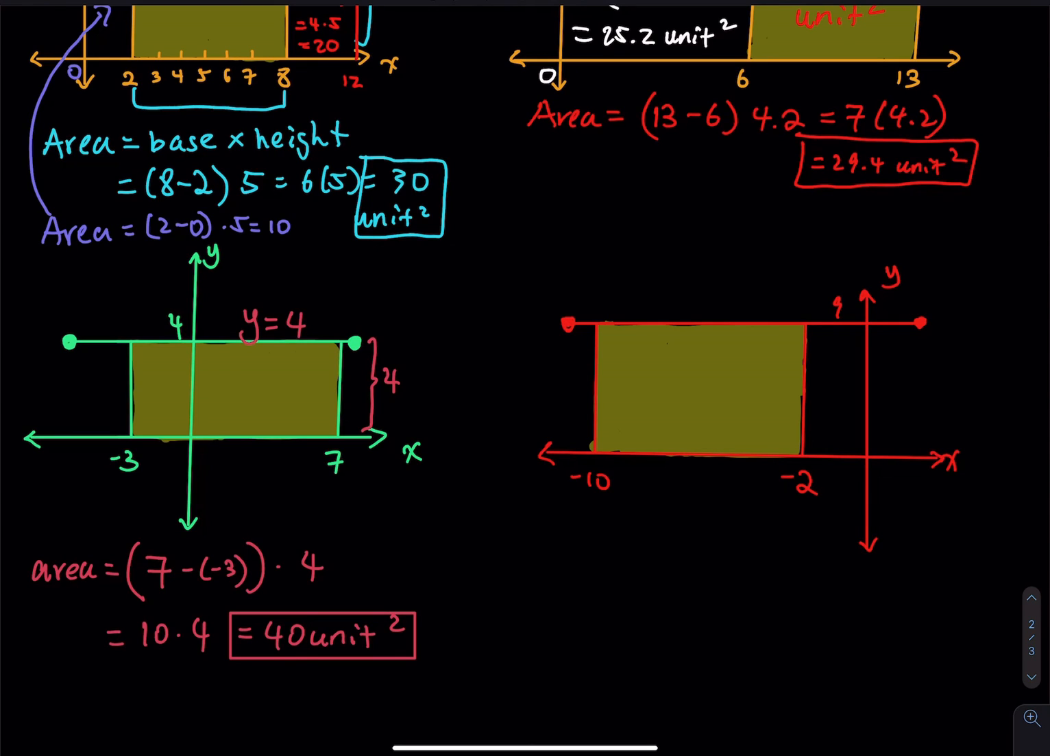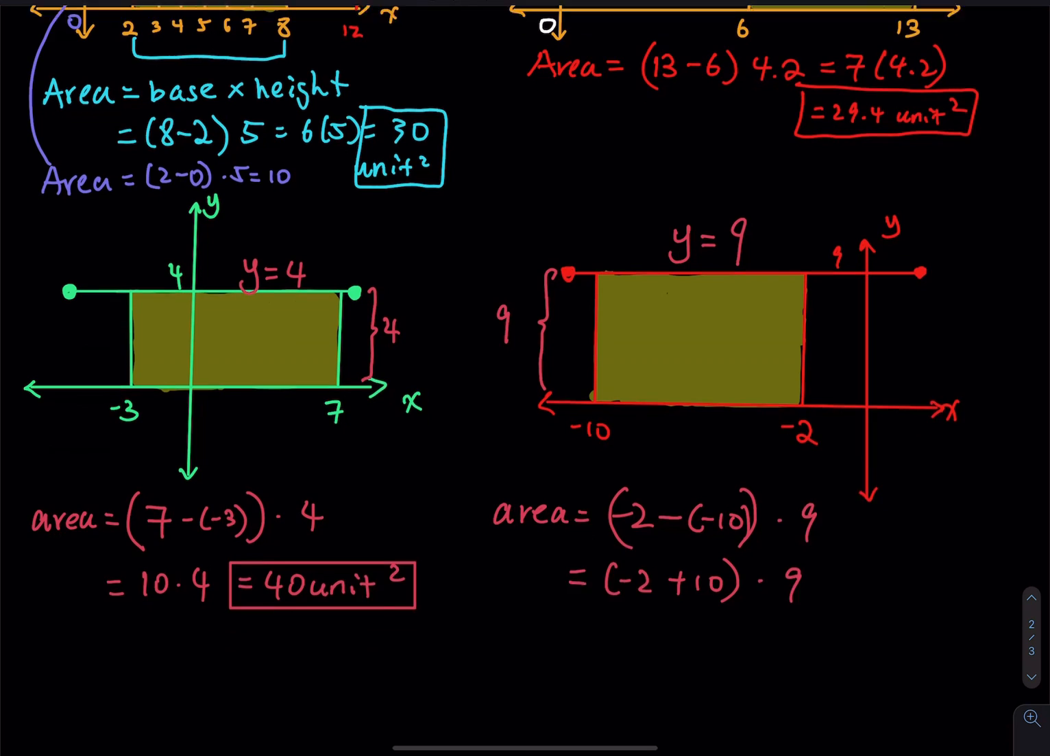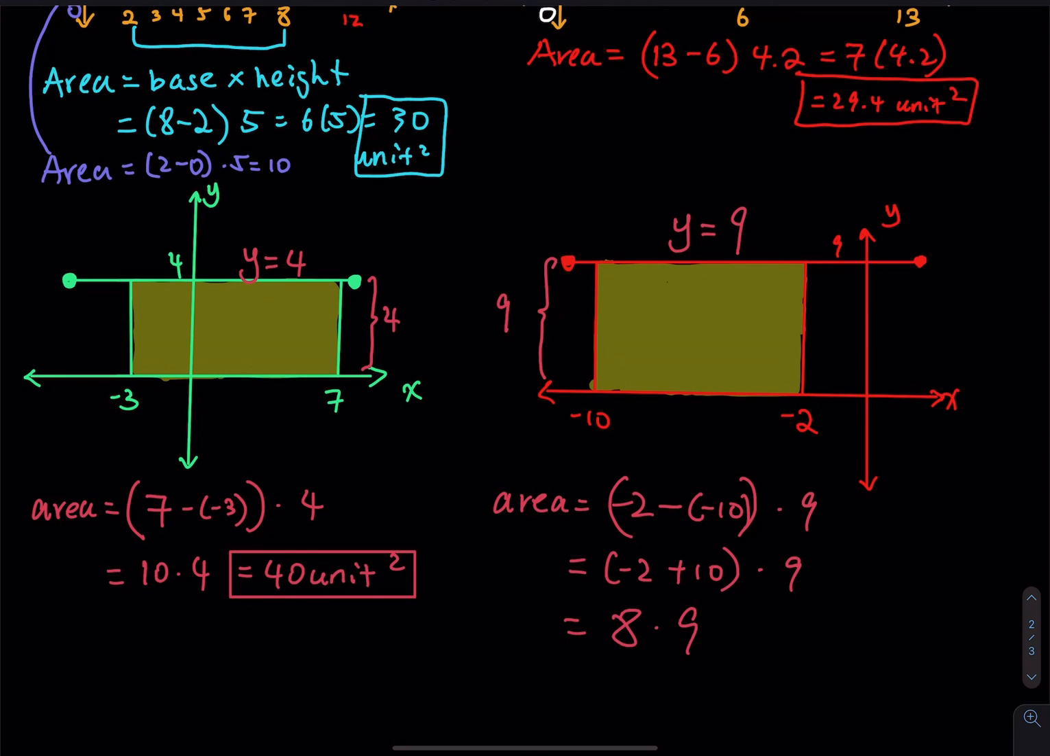So how about this one? The base is all negative. So as long as you use the bigger number minus a smaller number, the bigger number in this case is negative 2. When you take that minus negative 10, so minus negative 10, right? So that becomes 2 plus 10, and then times 9, because this is y equals to 9, and the height is 9 units long. So this is negative 2 plus 10, and then times 9. So that is equals to 8 times 9. That is equals to 72 square units.